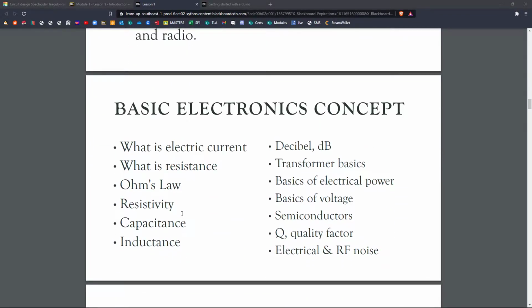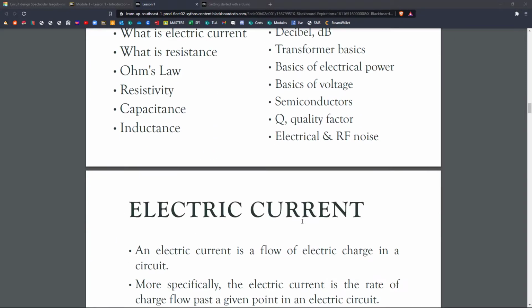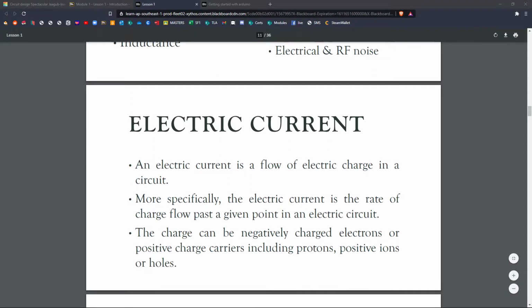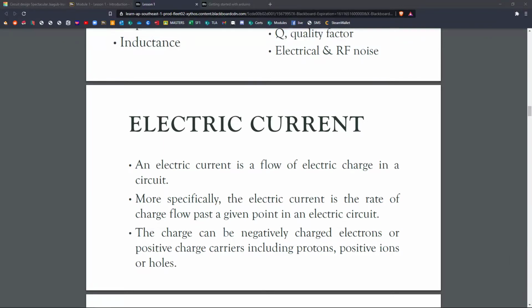So there are several electronic concepts that we are using. The electric current. Electric current is the flow of electrical charge in a circuit. I will just show you later on the visualization of how this relates to your robotic subject. More specifically, the electric current is the rate of charge flow past a given point in an electric circuit.